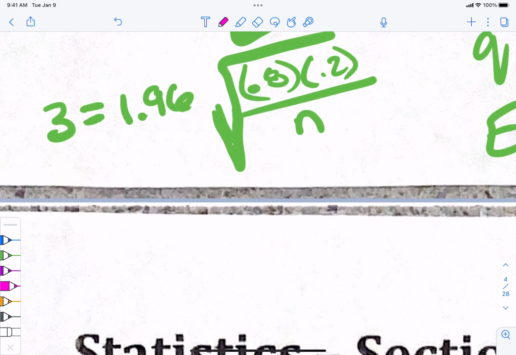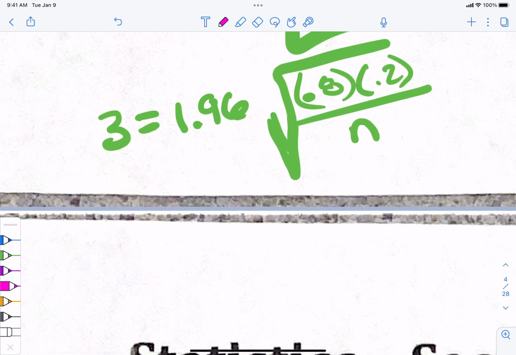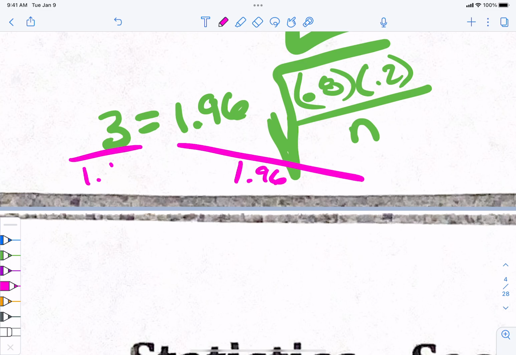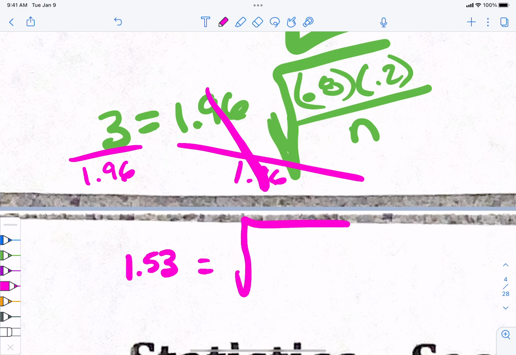Okay, here you go. Working backwards. Go. What are you going to do first? Divide by 1.96. I didn't do that. I squared it first. Nope. You don't want to do that. You're going to get it wrong. Okay. What's 3 divided by 1.96? 1.53. Yep.